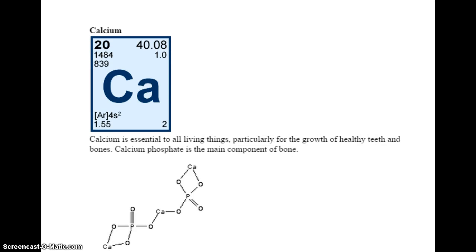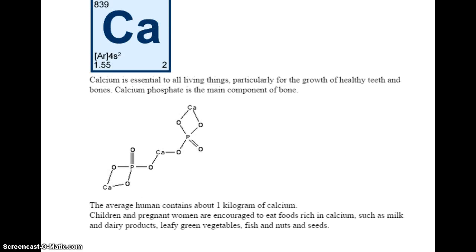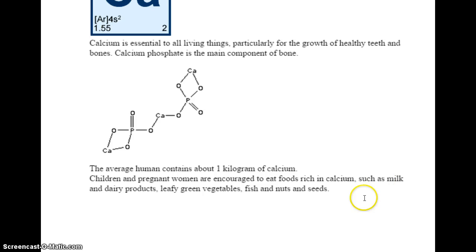And the next thing is calcium. And calcium is essential for the growth of healthy teeth and bones, since calcium phosphate is the main component of bone. And here's calcium phosphate. You can see the little calciums here. There's 3 of them. Yep, and you don't need to know that structure, but cool. And the average human contains about a kilogram of calcium.